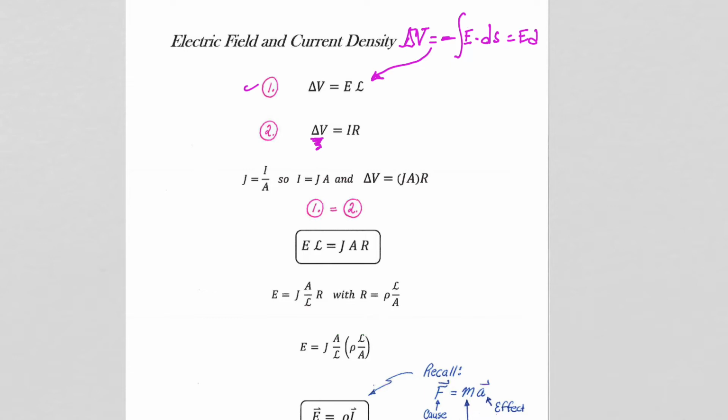And we have Ohm's law, V equals IR, and we also know that J equals I over A, so I equals J times A, and substitute that in. So delta V equals JAR, jar. Delta V equals EL, so as I have here, when we set 1 equal to 2, we get electric field times the length of the wire equals current density, cross-sectional area of the wire times R.